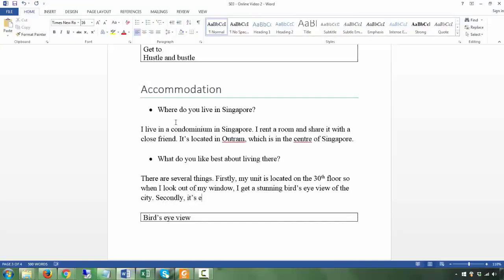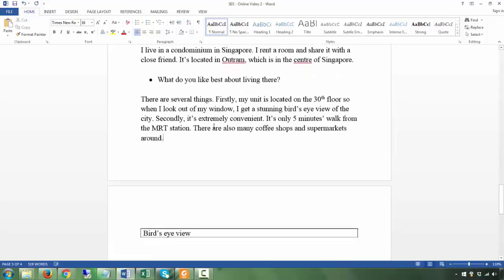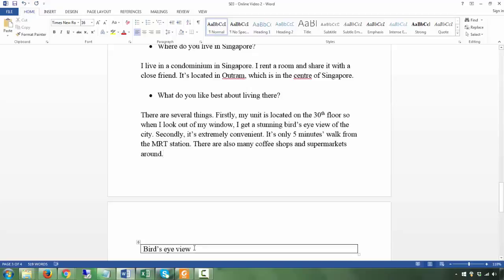Secondly, it's extremely convenient. It's only a 5 minutes walk from the MRT station. There are also many coffee shops and supermarkets around. Okay, that's pretty much it. Not a very basic kind of response, nothing fantastic again, and the only thing is a bird's eye view. So you don't always have to look out for a lot of idioms and uncommon words, but sometimes you can. And remember, a lot of this can be fake. It doesn't have to be true.